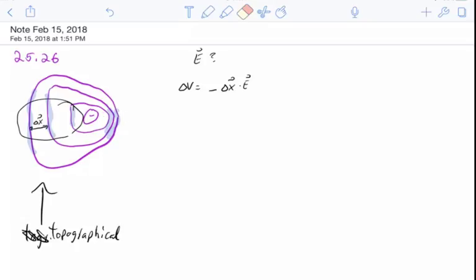So let's answer the question. In which region is the electric field magnitude the greatest? So where's the electric field strongest? It's probably strongest over here, where the lines are closest together. A little bit to the right of the thing. What's the direction of the electric field in that region?